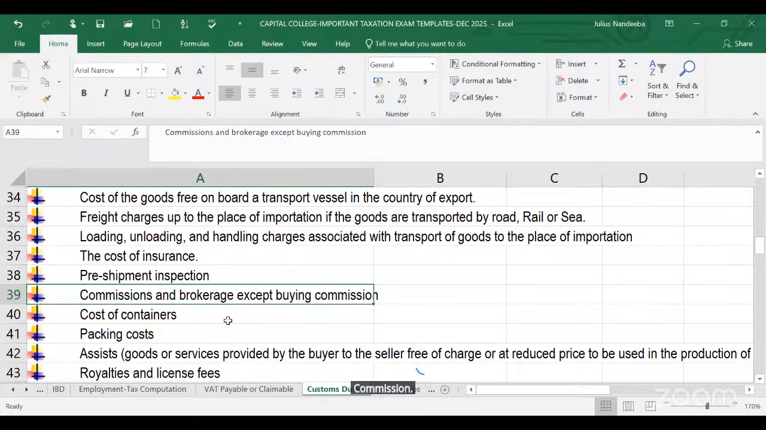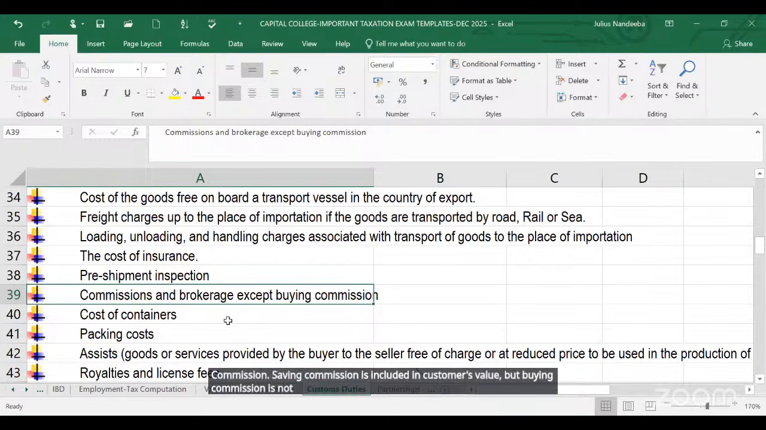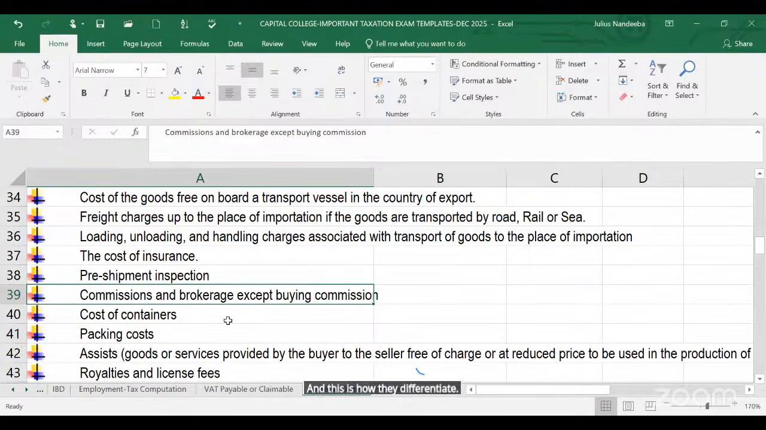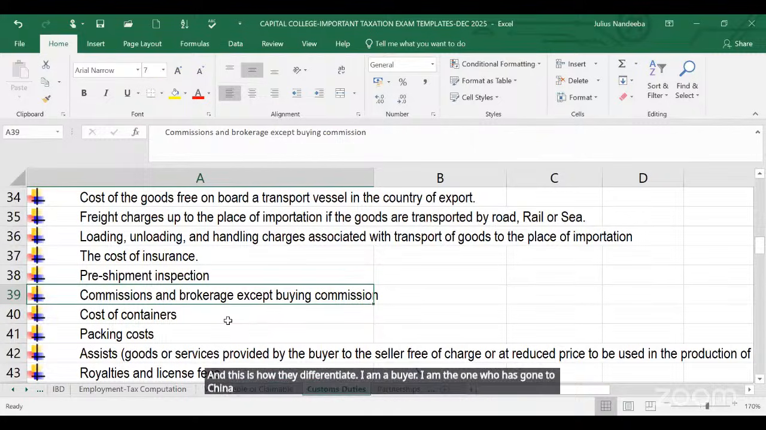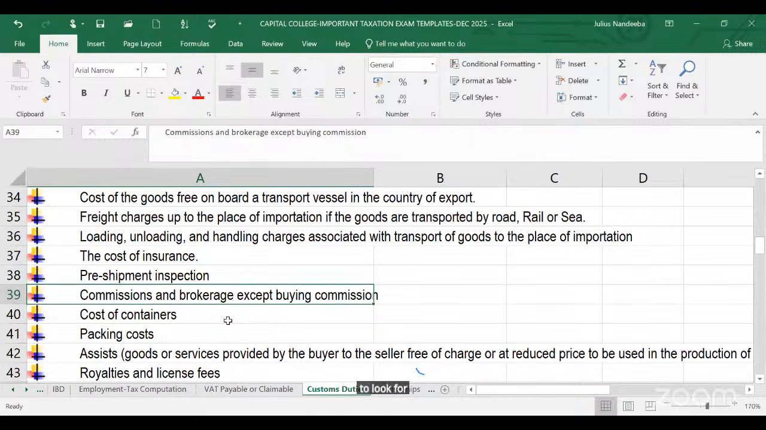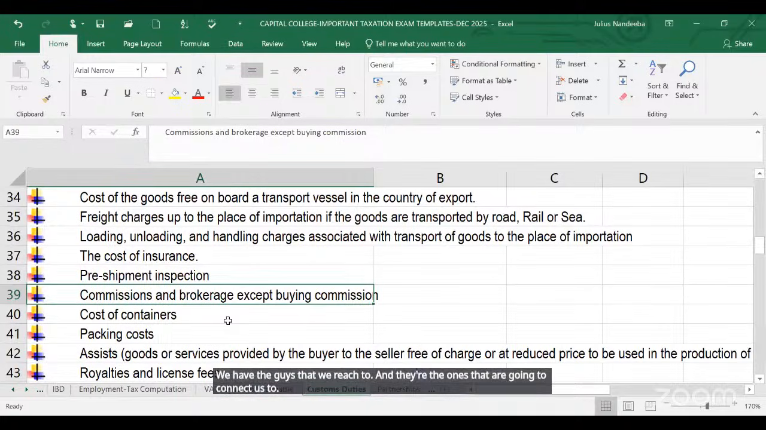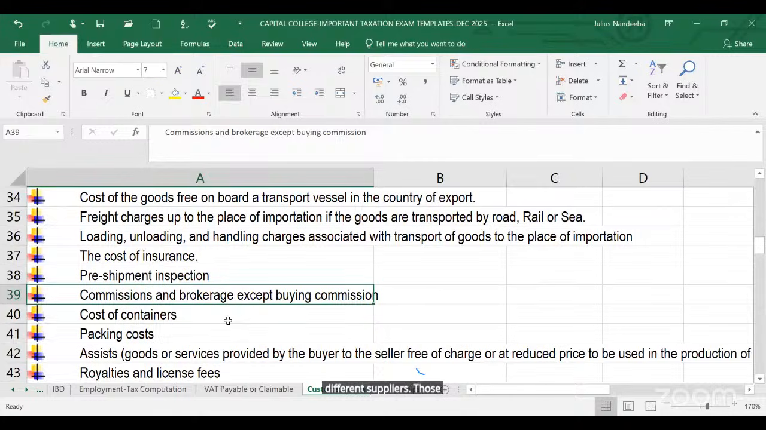Selling commission is included in customs value, but buying commission is not included. And this is how they differentiate. I am a buyer. I am the one who has gone to China to look for goods. Now in China, we have brokers as Ugandans. We have the guys that we reach to and tell them, and they are the ones that are going to connect us to different suppliers. Those are agents, our agents, and we pay them commission. That's called a buying commission. That is not part of the customs value.